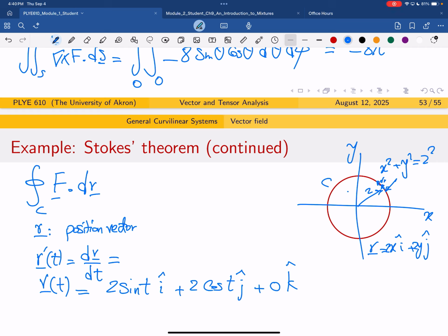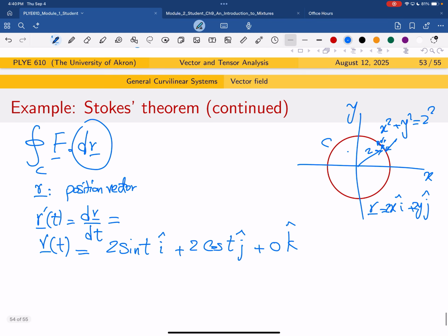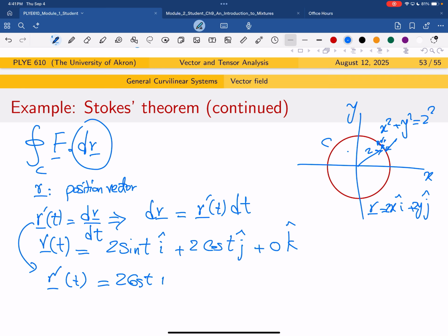Because in this, we want to calculate that delta r, dr, right? So my dr is going to be, basically, the idea here is that instead of using dr, I will use r prime of t dt in that integral. So that's what I want to do. So I need to calculate the derivative of this with respect to the t variable that I have defined. So if I calculate the r prime, it is going to be 2 cosine t i minus 2 sine t j, right? And I'm not going to write the k component.